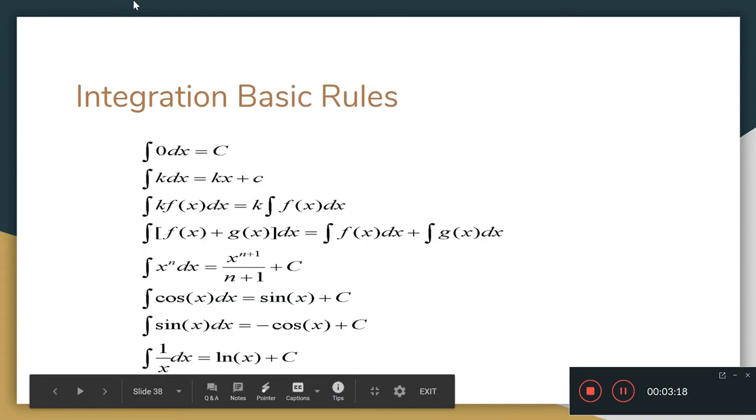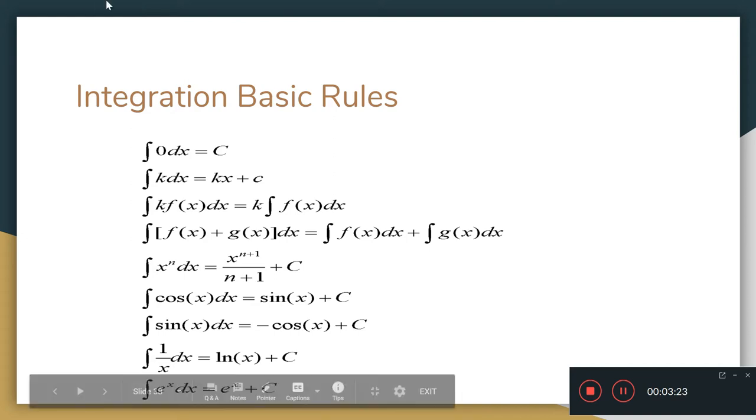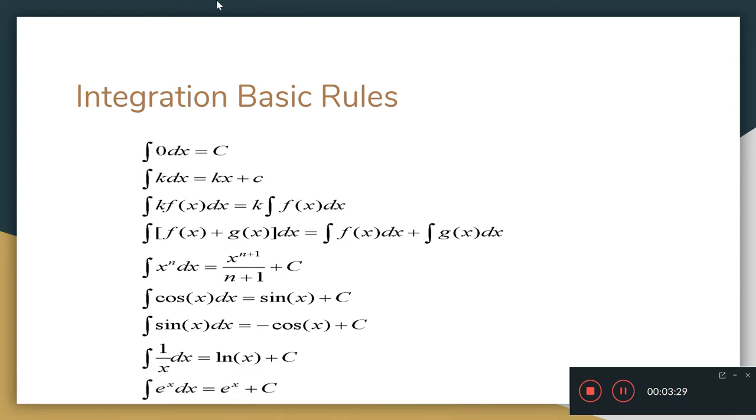Okay, so here are the basic rules for integration that we're going to need to learn. All right, so we'll just go through them quickly here. The integral of 0 is a constant. The integral of some constant is the constant times x plus a new constant. And we're going to talk about what these constants of integration are all about later. This one, if you have some function, f of x, multiplied by a constant, then what you can do is bring that outside the integral, evaluate the integral, and then multiply by the constant. That's what this says.